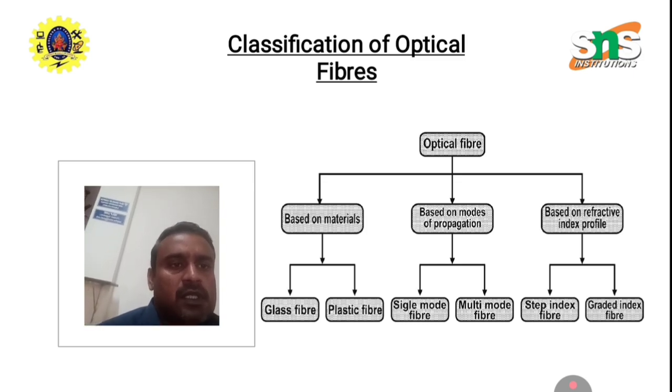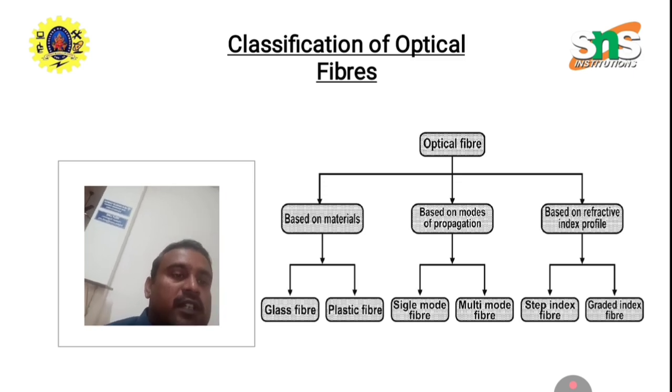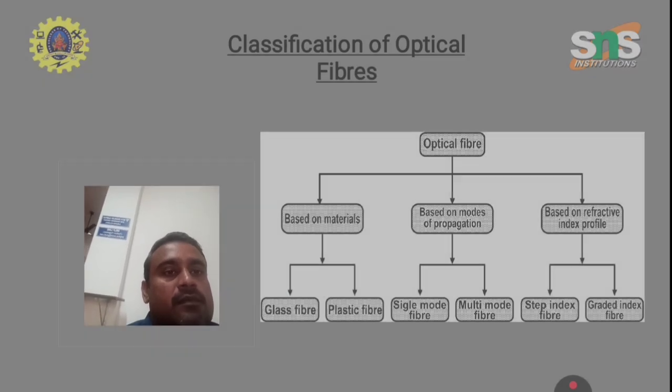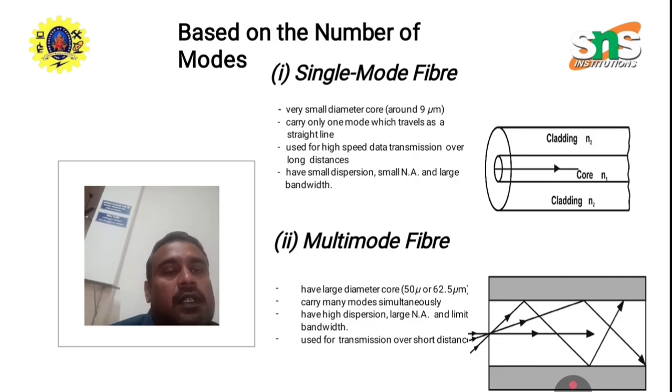The number of modes: we are using single mode fiber and multi-mode fiber. Single mode fiber propagates only a single light, that means a single image or single video passes through the fiber optic cable. Multi-mode fiber has a number of lights passing through the fiber optic cable. Then based on refractive index, two types are available: the first is step index, and the other is graded index fiber. Then based on the number of modes, single and multi-mode.